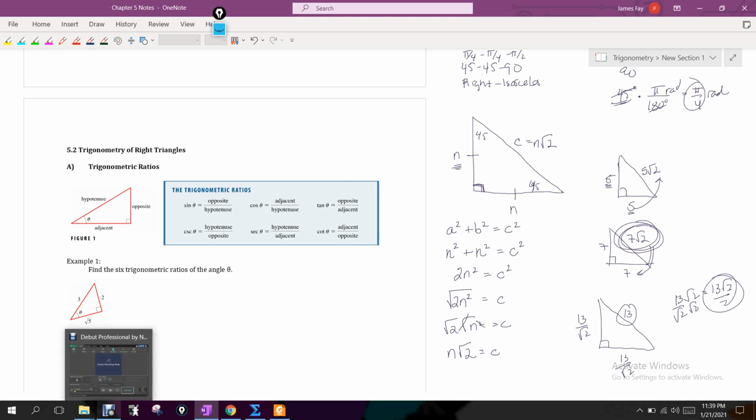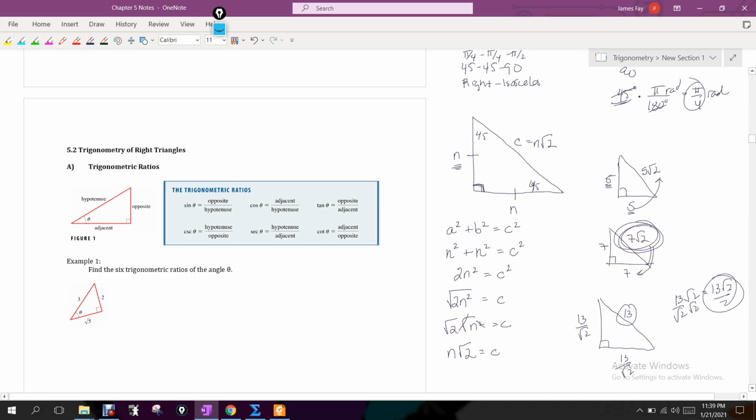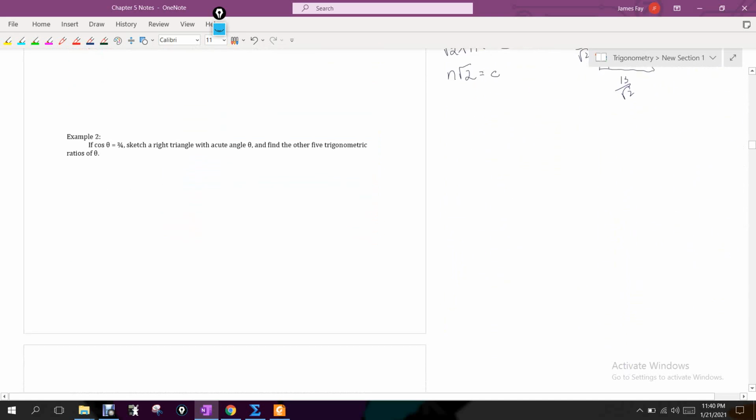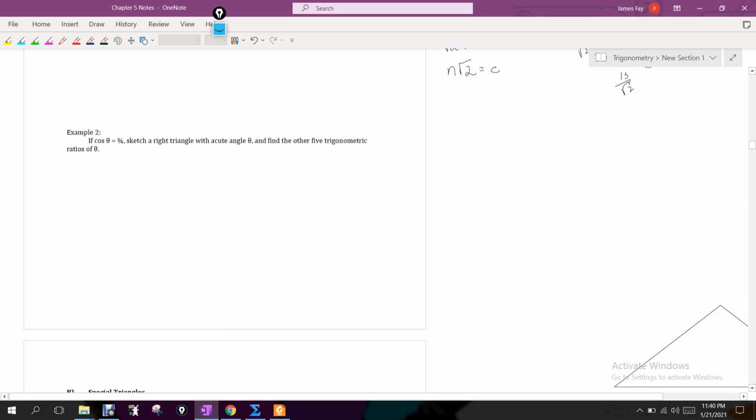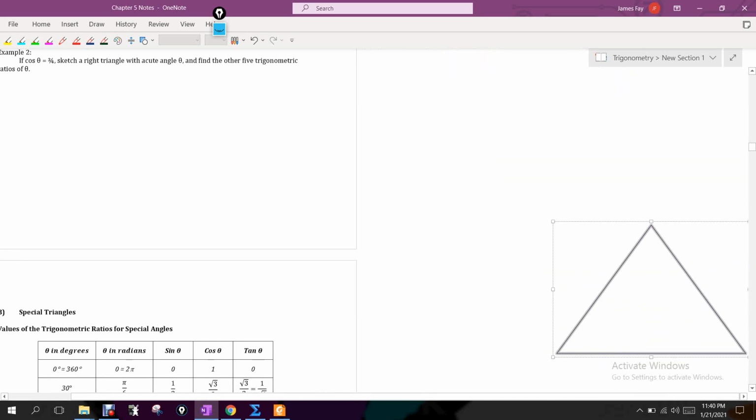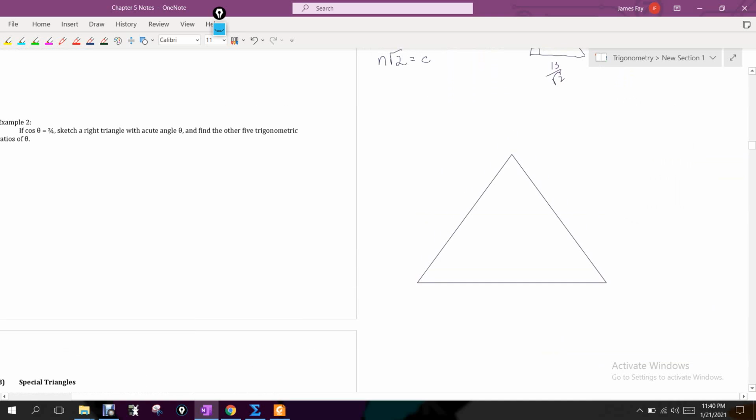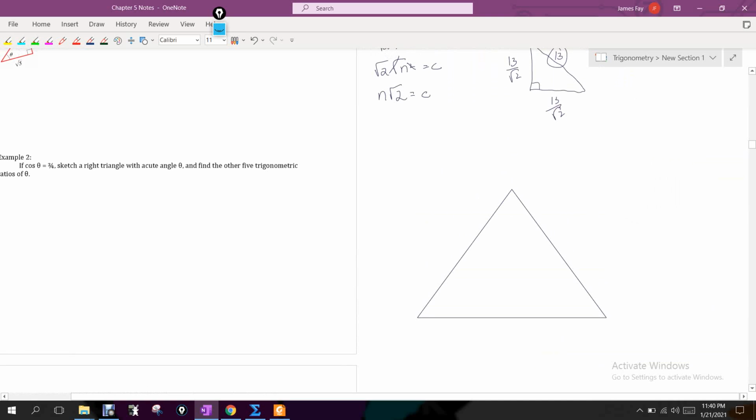So that's all the stuff that we've done with 45, 45, 90 right triangles. The other special right triangle is a 30, 60, 90. So let me demonstrate the information that we know about a 30, 60, 90. In a 30, 60, 90, the way we derive the formula for that is we're going to start with this triangle here, and we're going to construct it this way. So if I construct that triangle, that's called obviously an equilateral triangle.